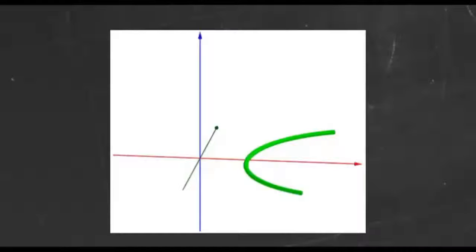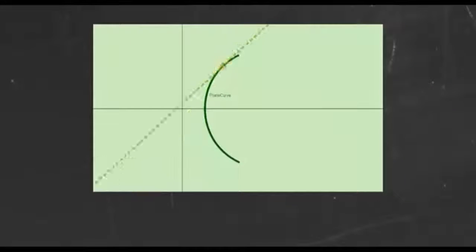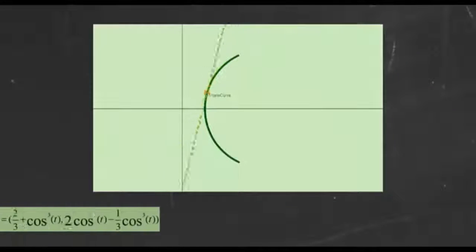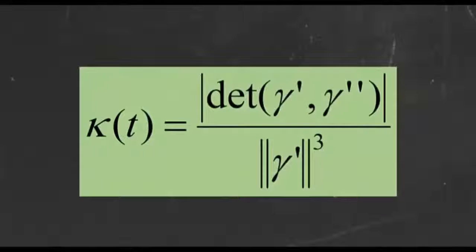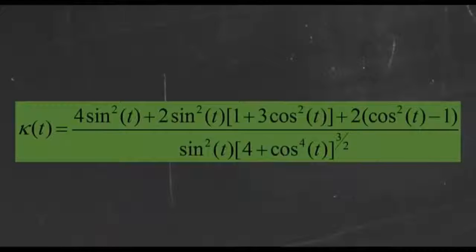Let's take a look at our original curve. This is our curve differentiated, i.e. the tangent. You can see the tangent moving along our curve in the animation. We can find curvature using this formula. So, by plugging in gamma prime and gamma double prime, we find the curvature of the curve to be this. It doesn't look very nice, but we've done our job.